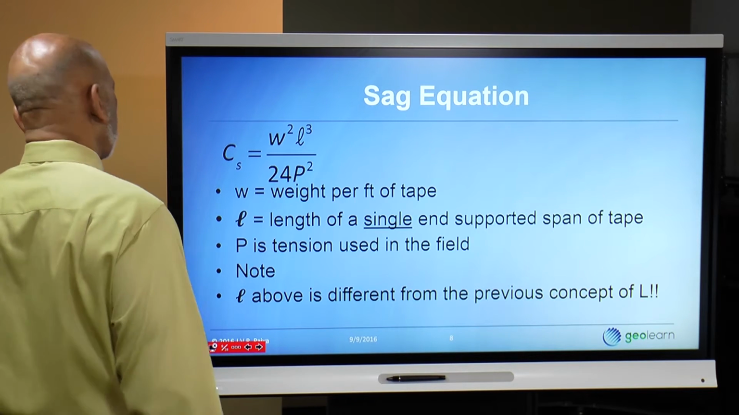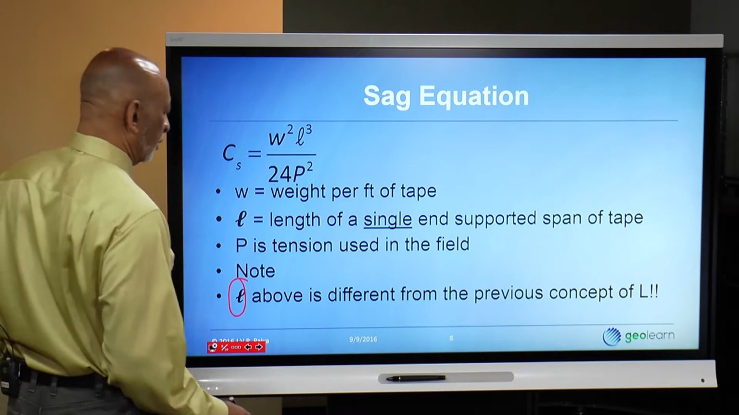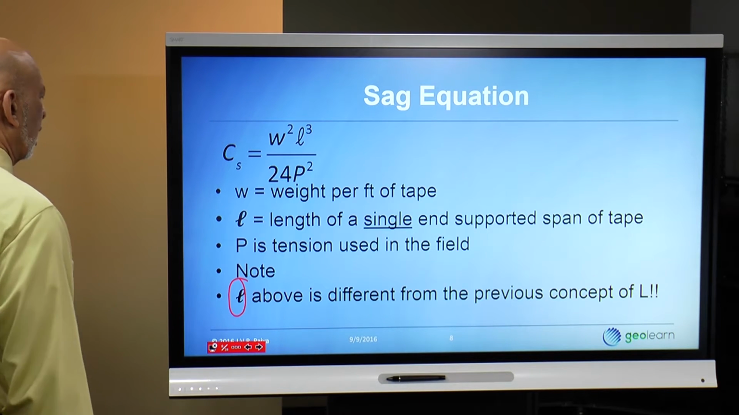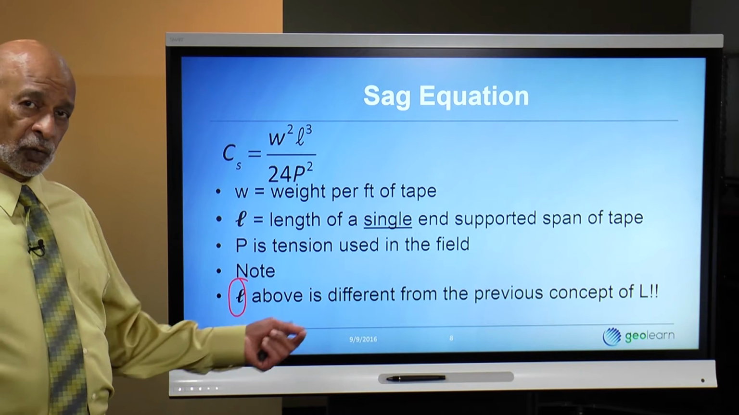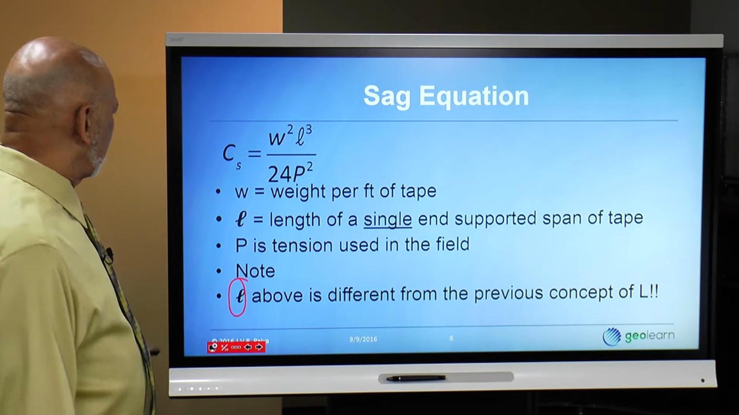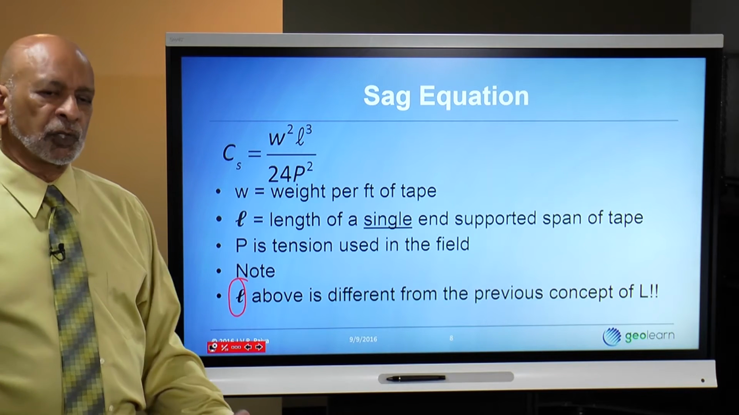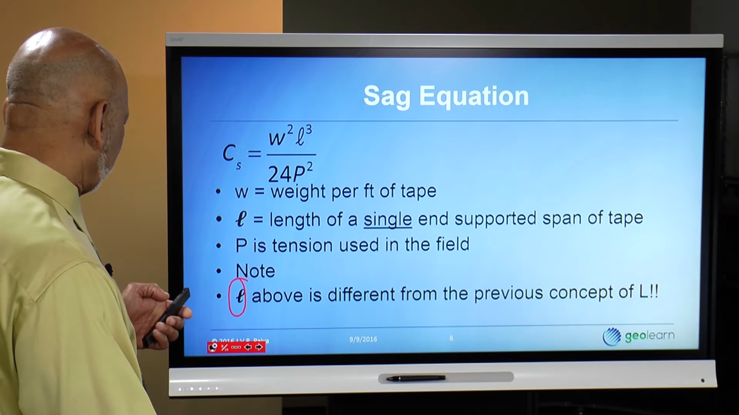And note that this L, I just pointed it out already, is very different from the previous concept of L, where L is the total distance. So capital L is always the total distance. Script L is often used to indicate the span of tape that's used.